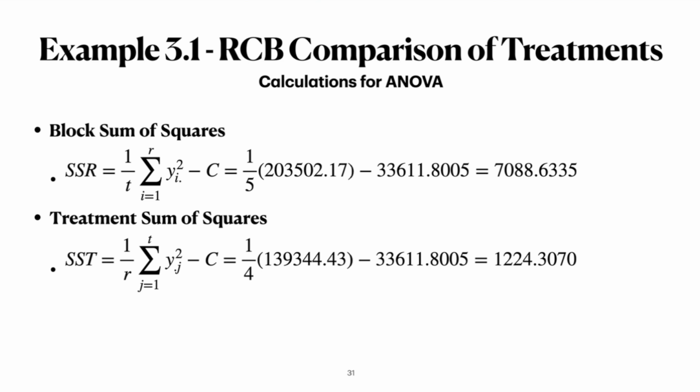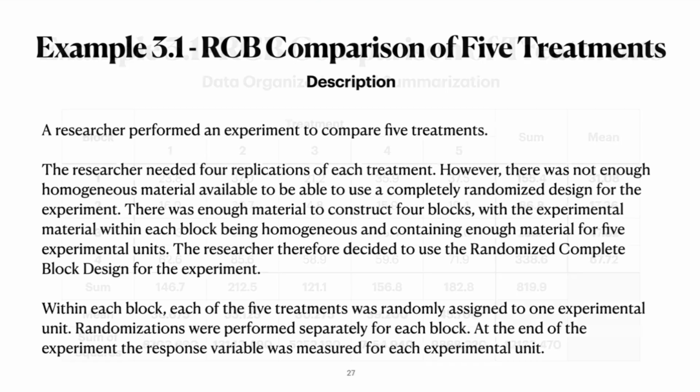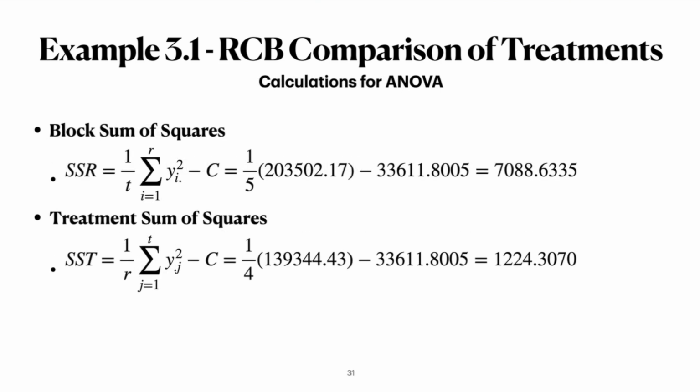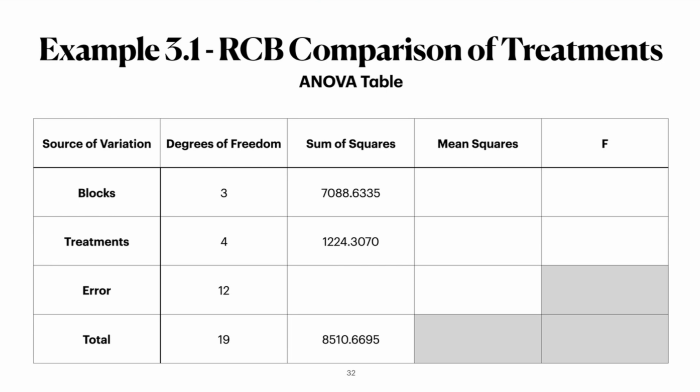Finally, for the sum of squares due to treatments, we add up the squared treatment totals, and then divide that sum by r, the number of blocks. Going back to the summary table, we square these quantities, add up the 5 squared quantities, and divide by 4. Then we subtract off the correction factor, and we get 1,224.3070.